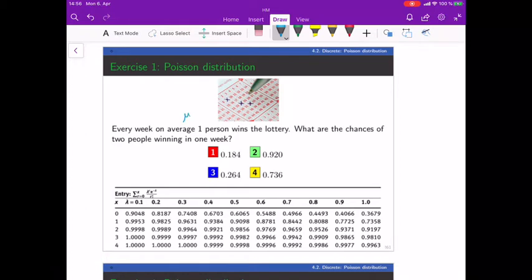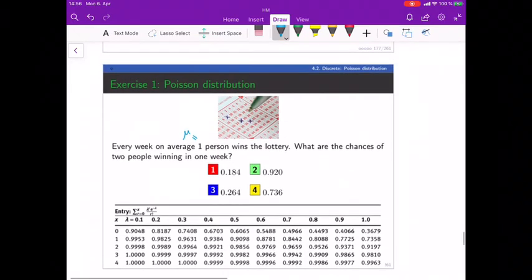So that's my expectation, one person. What are the chances of 2 people winning in 1 week? Interesting for the Poisson distribution is we only need very little information. We don't need to know how many people are taking part. We don't need to know any more details on probabilities. All we need is our expectation, the average.